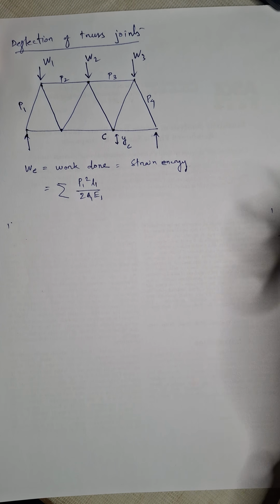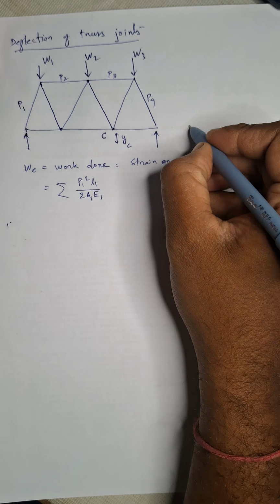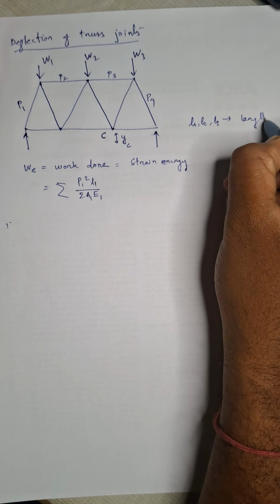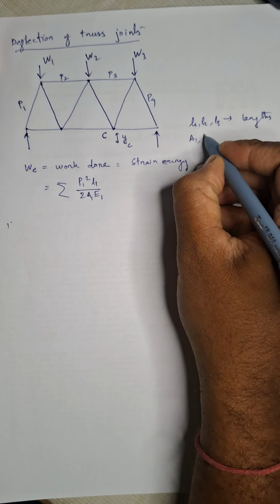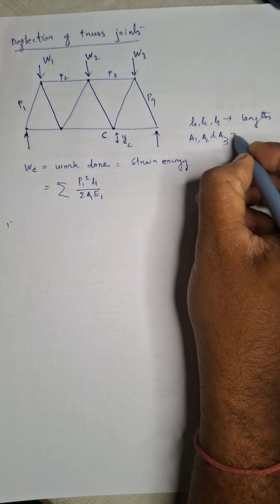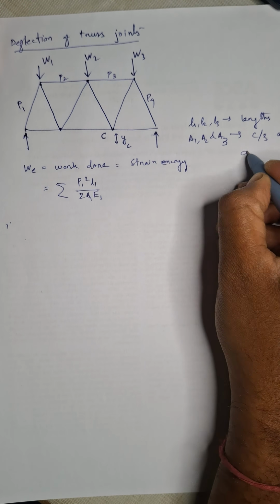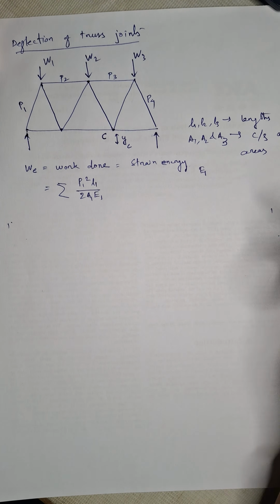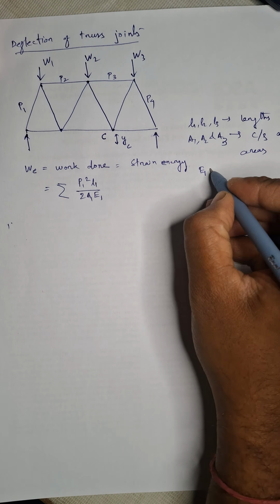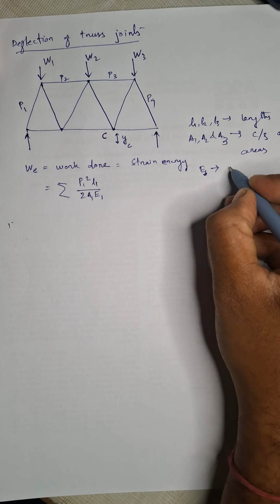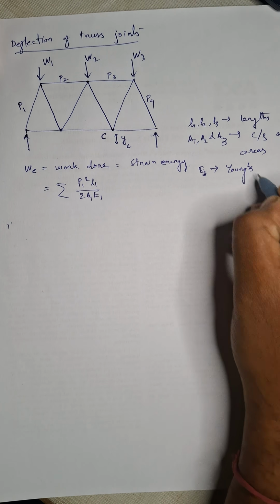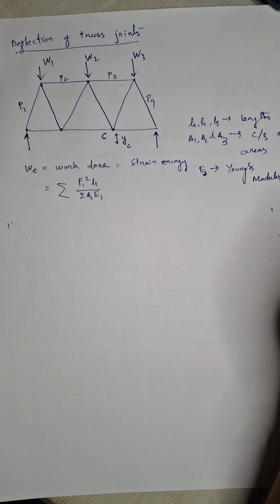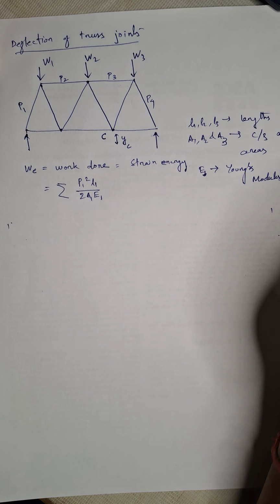Okay, so now in this equation, what are L1, L2, L3? L1, L2, L3 are the lengths of each member. What are A1, A2 and A3? These are cross-sectional areas. What is E? The modulus of elasticity can be different, so the generalized E can be written as Young's modulus. Now this is the total work done or energy stored in the truss.